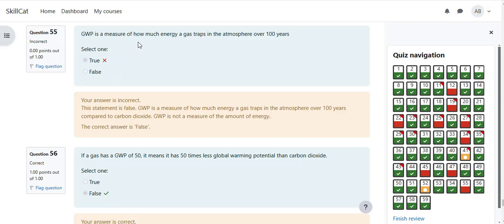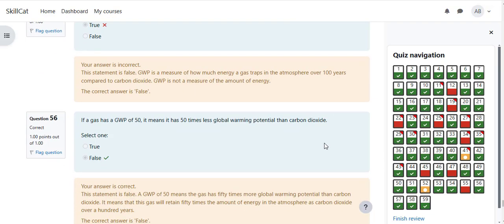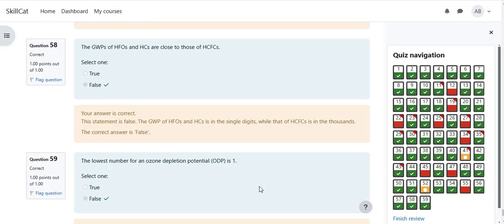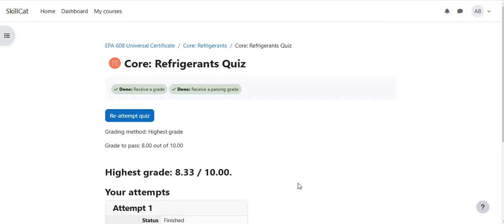GWP is a measure of how much energy a gas traps in the atmosphere over 100 years, compared to carbon monoxide. GWP is not a measure of the amount of energy. Okay. It is a measure of how much energy a gas traps in the atmosphere over 100 years compared to carbon dioxide. It must be compared to carbon dioxide. Okay, that's all. But we solved it correctly. Okay.